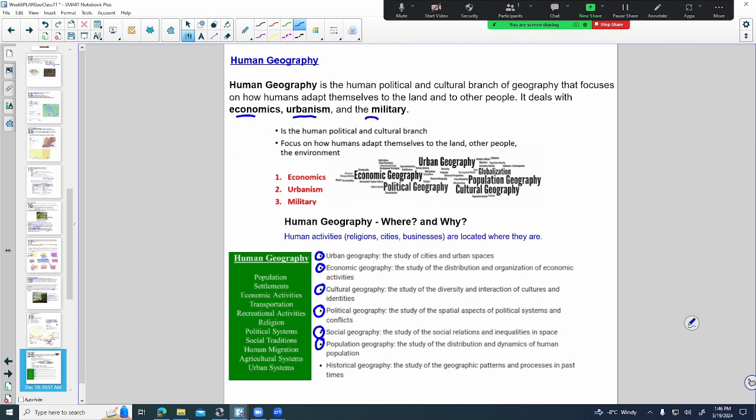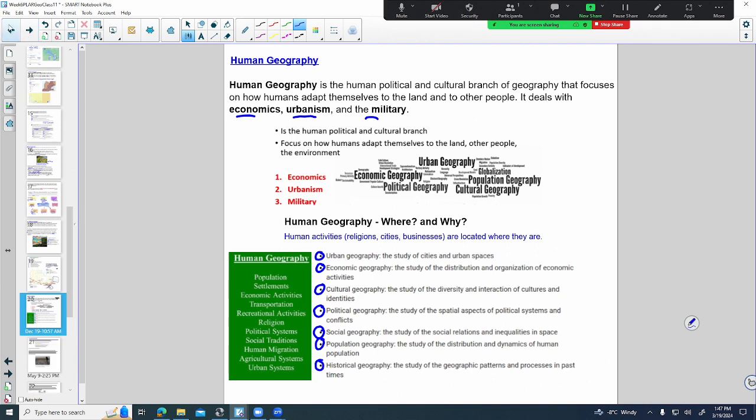Population geography, here is where we study the distribution and dynamics of human population. And then finally, historical geography focuses on the study of the geographic patterns and processes in past times. Okay, so it involves a lot of subgroups for human geography.